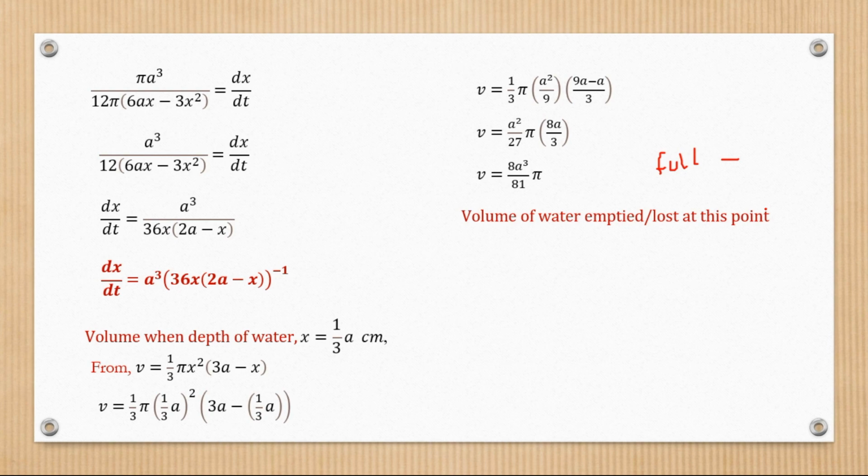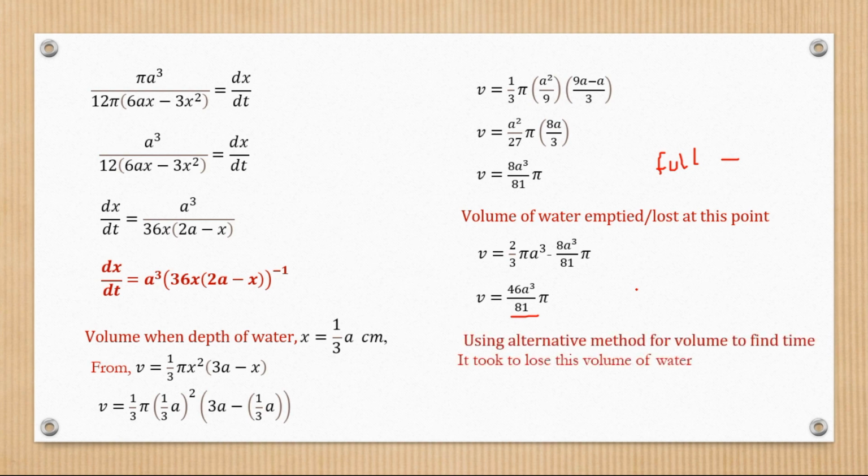So now the volume of water emptied, or volume of water lost at this point, shall be equal to the volume when full, which is 2/3 πa³, minus this volume that was remaining at this time. So now I have V being equal to 46a³π over 81. So this was the volume of water that was lost. Now that I know that, I can use this alternative method for volume to find the time it took to lose this volume of water.